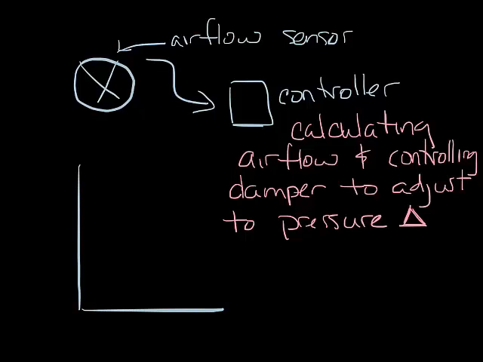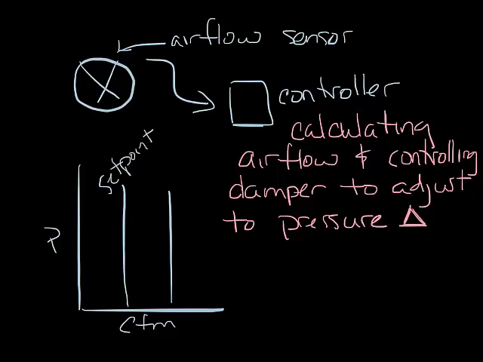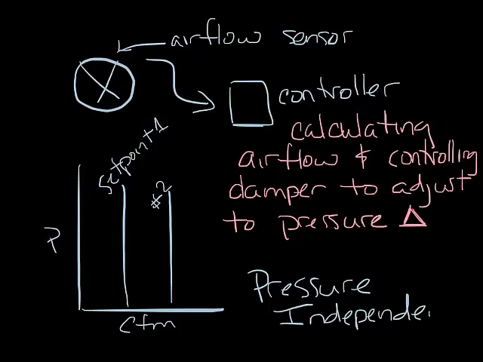Now let's graph the airflow in a pressure-independent system. It would look something like this, where the CFM stays the same as the pressure changes. And the CFM would basically change only when you went from one set point condition to another set point condition. So basically, the key difference between a pressure-dependent and pressure-independent VAV box is the flow sensor and the controller.